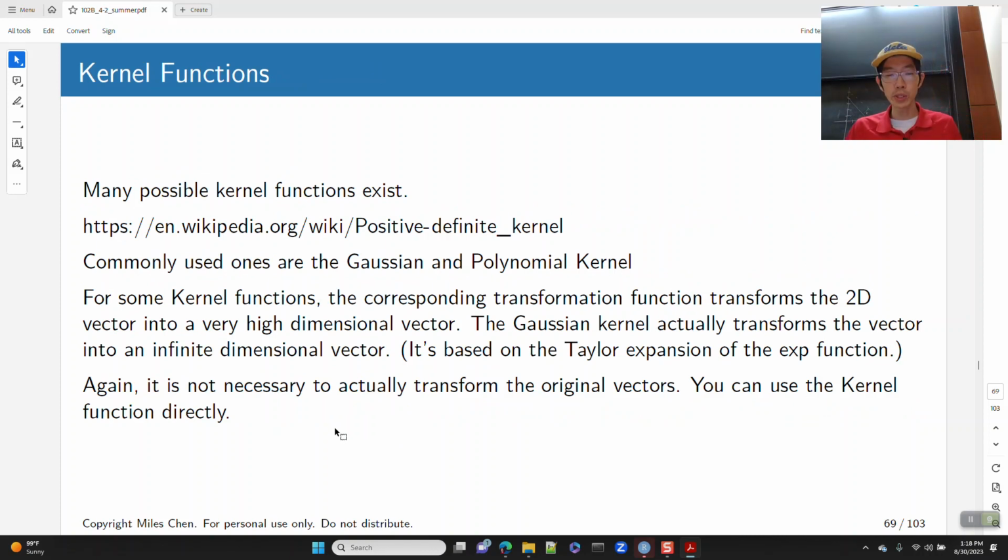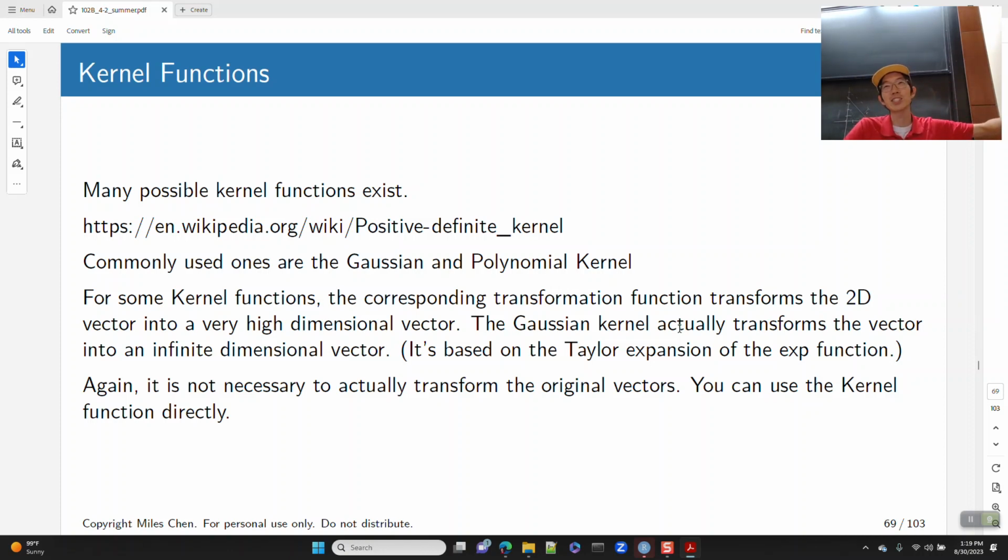And that's actually very important because the Gaussian kernel, or the radial basis function kernel, which is a popular kernel, takes our 2D data, or whatever your finite dimensional data, and transforms it into an infinite dimensional vector. Okay? And it's like, what? How do you get an infinite dimensional vector? Well, the radial basis function, the equivalent transformation function, is based on the Taylor expansion of the exponential function, right?